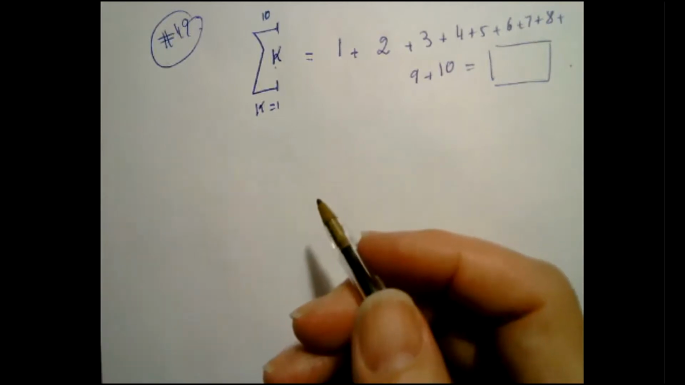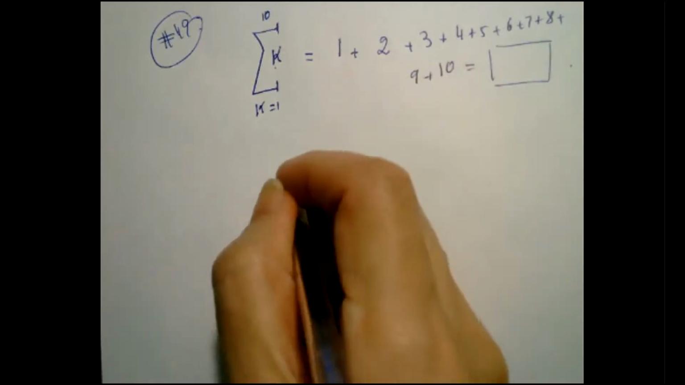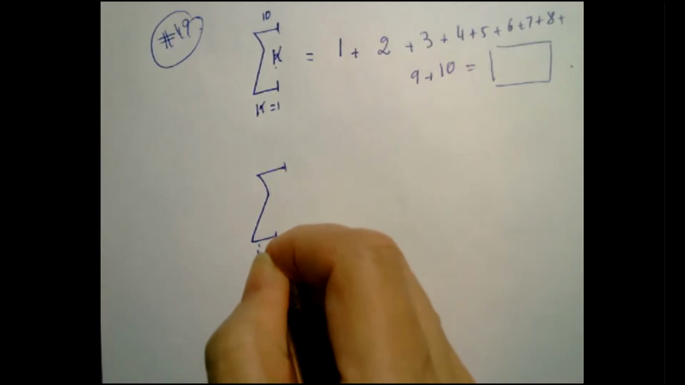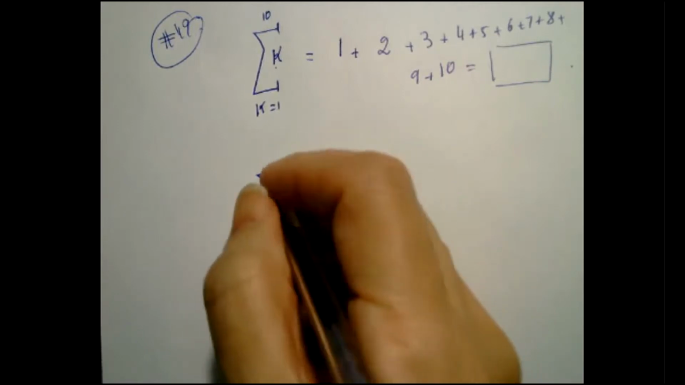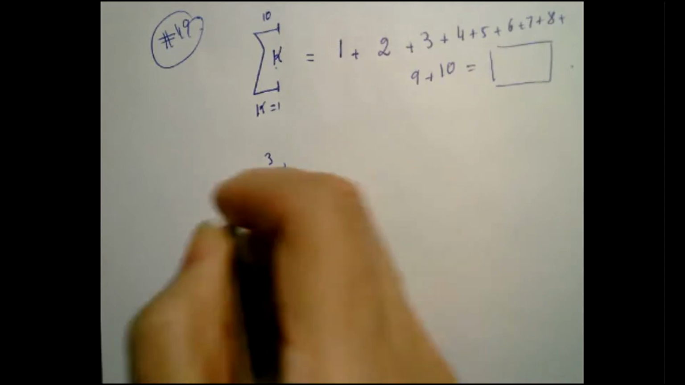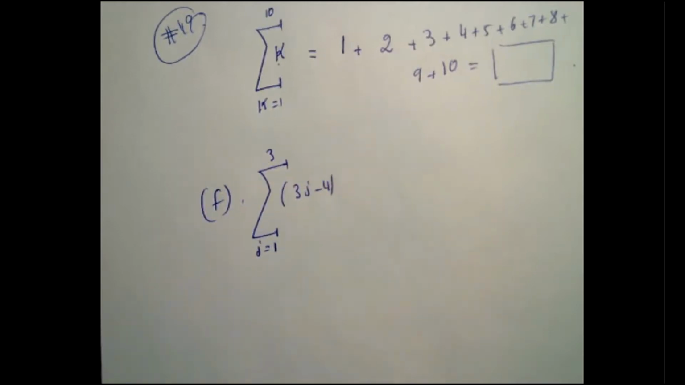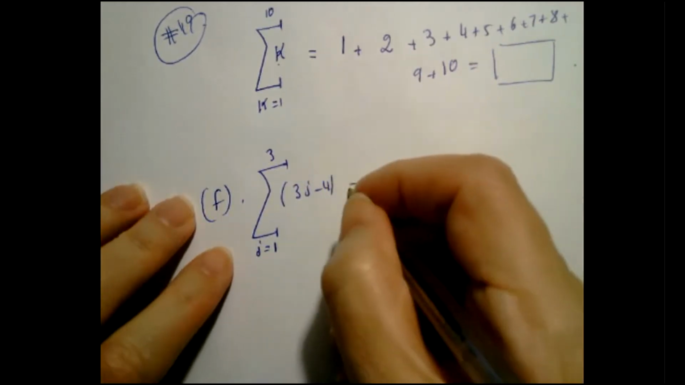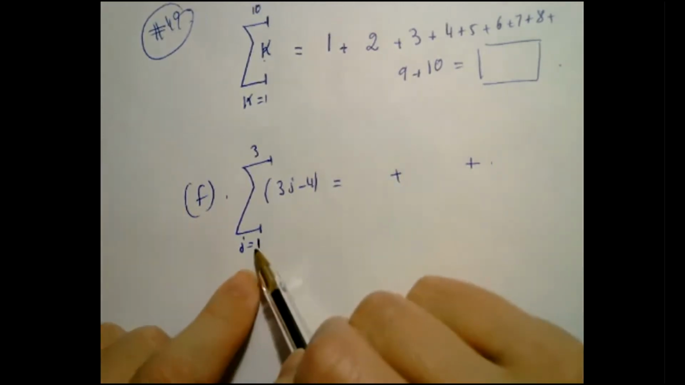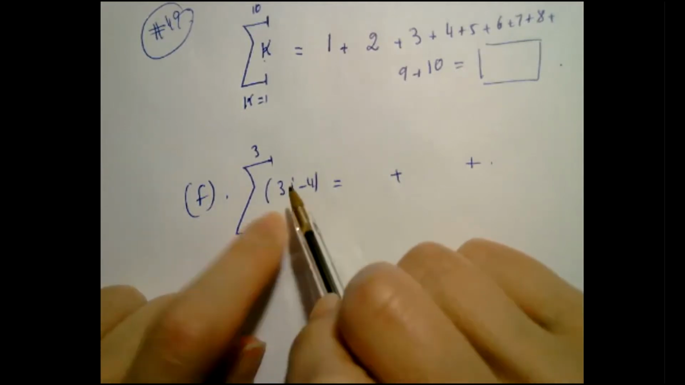I'll do another one. Suppose I have sigma j equal 1 to 3 of 3j minus 4. So I'm doing letter F. Okay. Again, let us just expand it. So sigma means I'm adding stuff. What am I adding? Okay, I take j equal to 1 because that's what we're starting, and we plug it in here and see what we get.